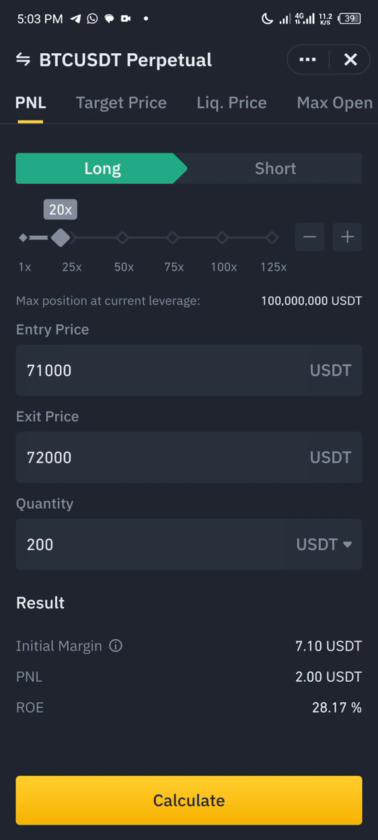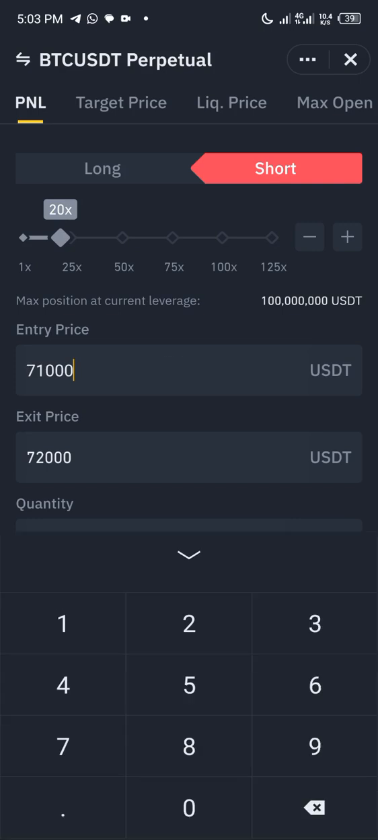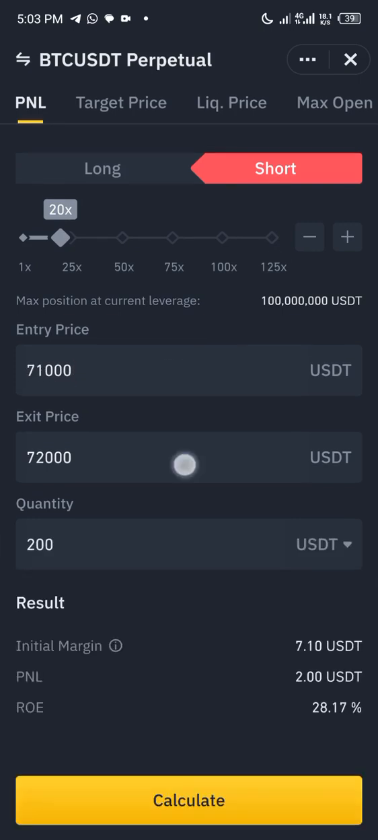And you can also calculate it for when you want to take a short position. This is just the opposite of a long position. Let me do it also. Let me click on short. You want to take a short position now, it has to be different. So let me use 71,000 as my entry price.